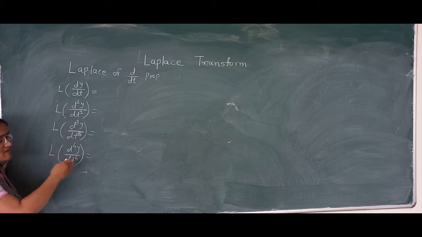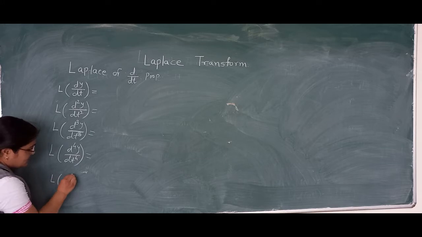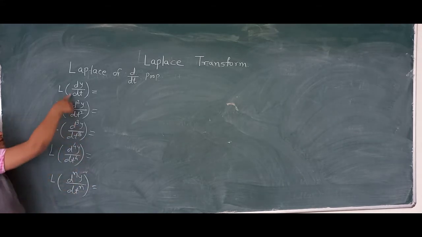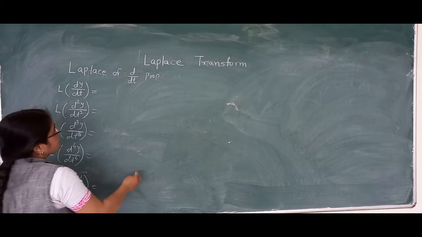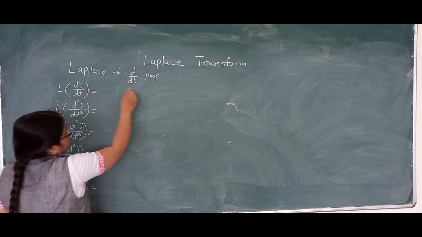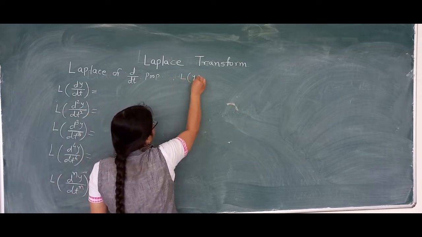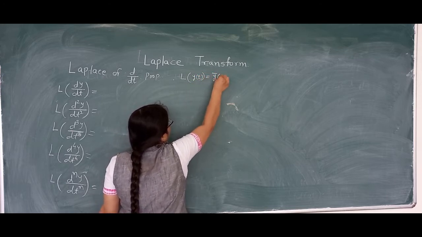So remember the steps. You can easily write down in general the Laplace of d raised to n y upon dt raised to n. Either you remember this or you may remember the logic behind it. Okay? Simplest way to write down. So here we use Laplace of y bar, or y of t, we'll write it as y bar.